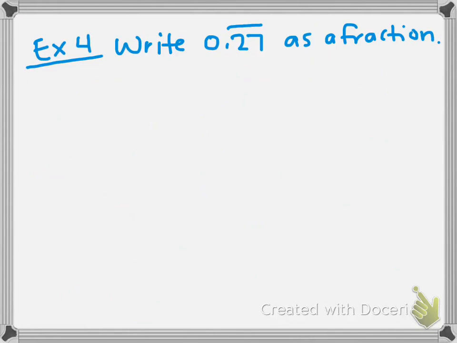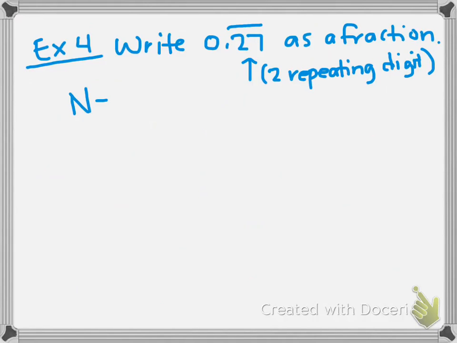Okay, example 4, write 0.27 repeating as a fraction. This is a 2 repeating digit. 27, 27, 27, 27, 27. So instead of multiplying by 10, we're going to end up multiplying by 100. So we're going to write n equals 0.2727, and so on, because it keeps going. Okay, we're going to multiply both sides by 100 because there are 2 repeating digits.